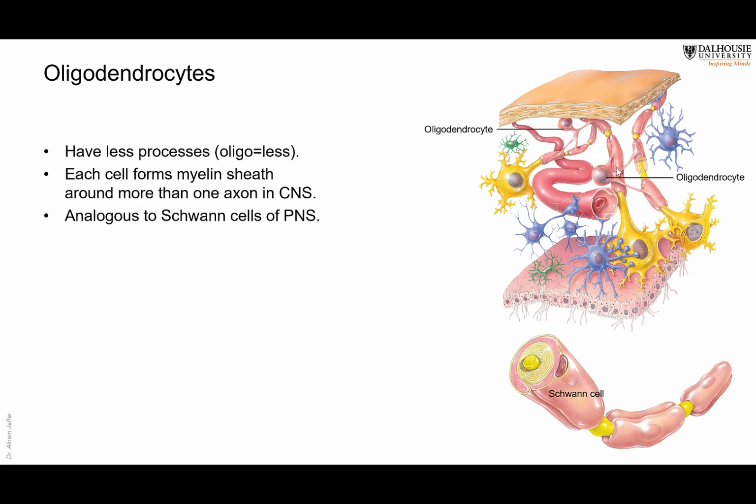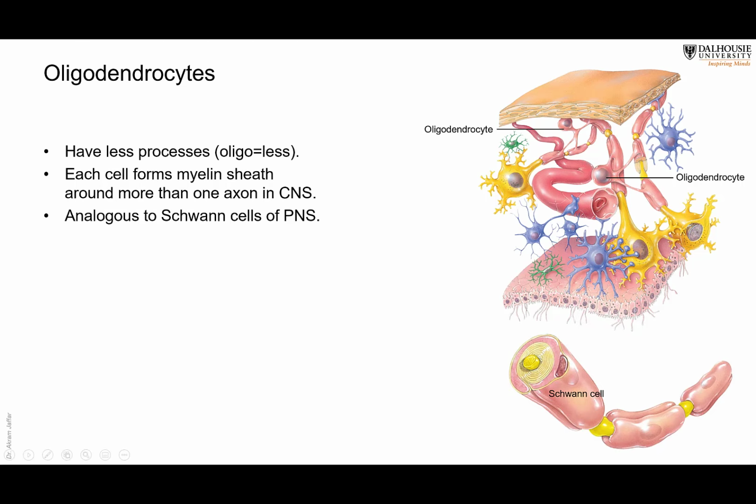Okay, and this wrap is important. At the least, it acts as an insulator. The second function is that it increases the conduction velocity of that process. So in the central nervous system, the cell that is responsible for the formation of that myelin sheath is the oligodendrocyte. In the peripheral nervous system, there is another cell called the Schwann cell.